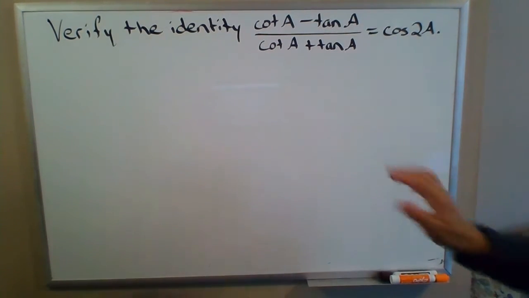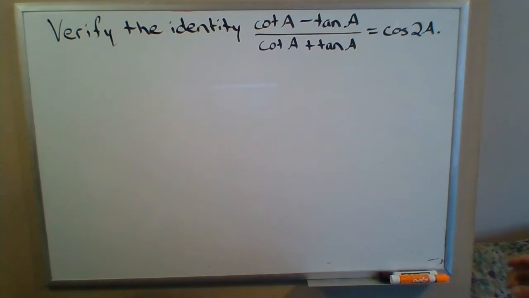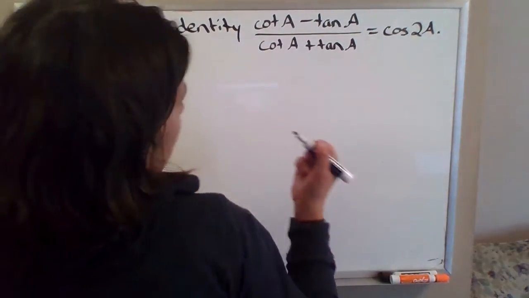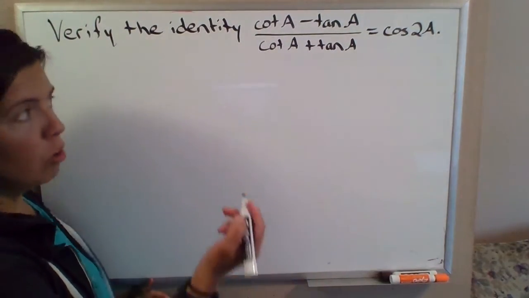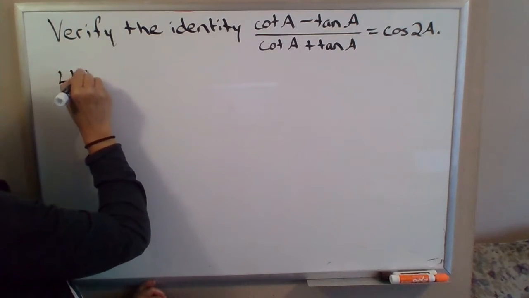So in this video, I want to verify the identity cotangent A minus tangent A divided by cotangent A plus tangent A is equal to cosine of 2A. The rule of thumb is to start with the more complicated side. So I'm going to start with the left-hand side.